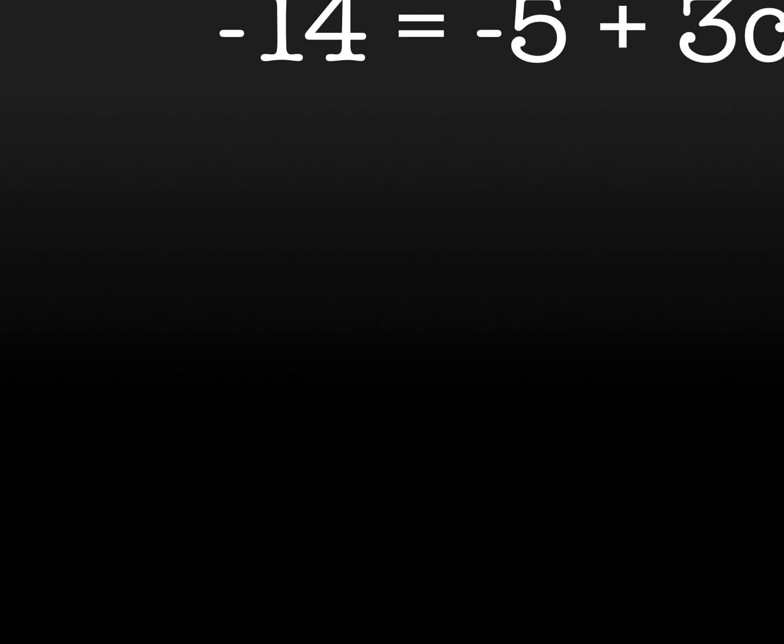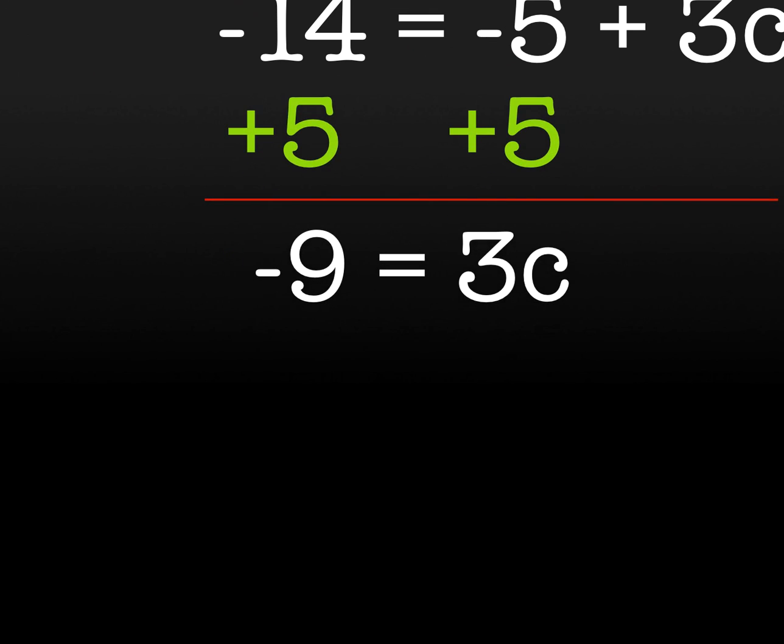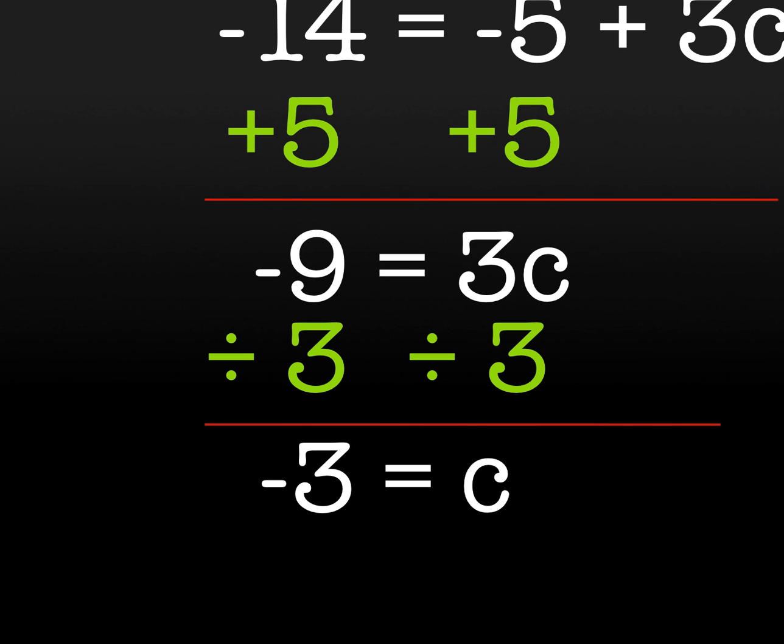Over here, we're trying to find the value of c. And we're going to start by adding 5, because in front of the 5 is a negative. So negative 5 plus 5 will get a 0, and we'll cancel that out. So we get negative 9 equals 3c. Now we're going to divide by 3 to get the value of c, which is negative 3.